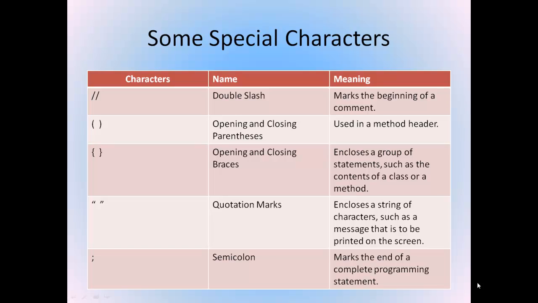Quotation marks enclose a string of characters such as a message that is to be printed onto the screen. Lastly, the semicolon is used to mark the end of a complete programming statement. Keep in mind that there is no need to use a semicolon after your class name or main method.